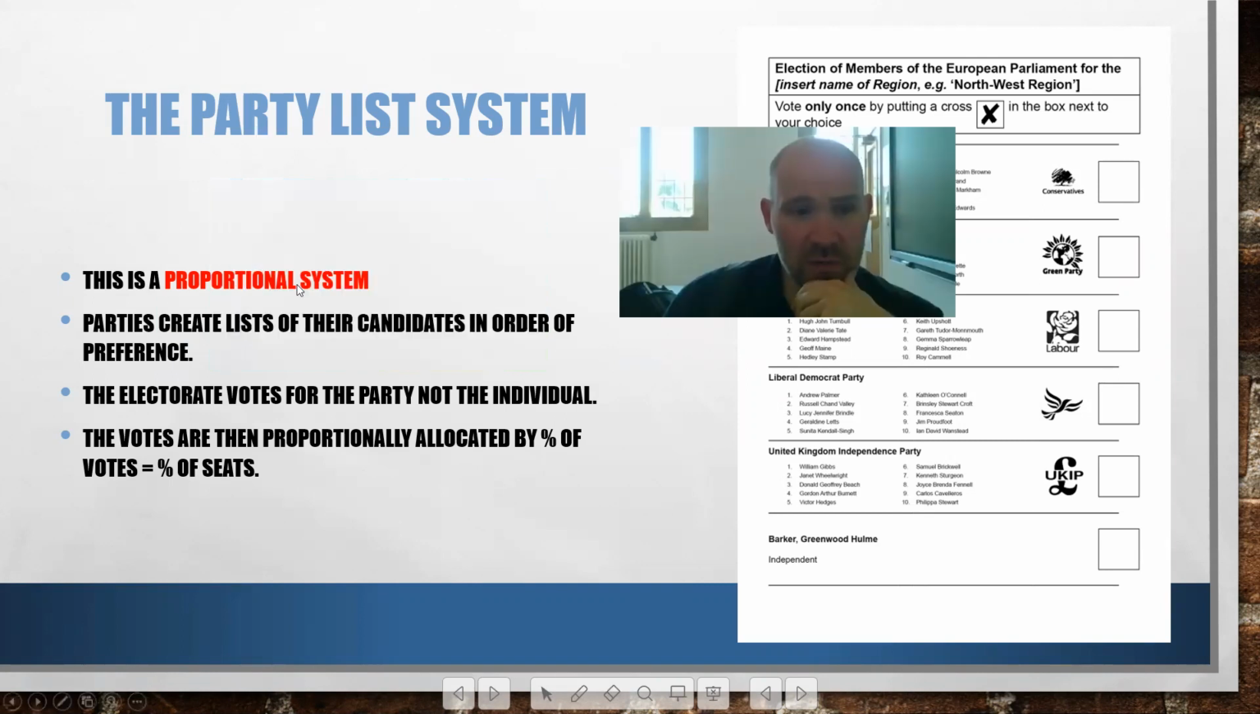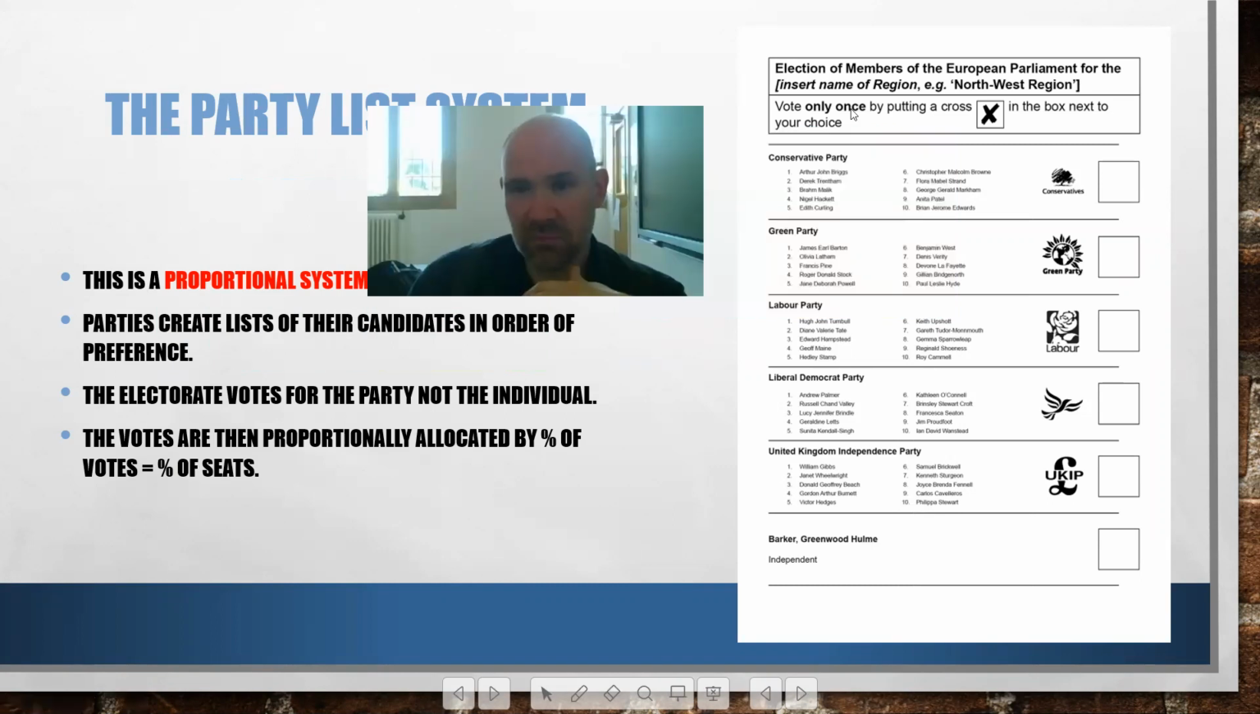And I'll just go through what I've written here on the PowerPoint. This is a proportional system. Parties create lists of their candidates in order of preference. The electorate votes for the party, not for the individual, and the votes are then proportionally allocated with the percentage of votes being the percentage of seats, and then we go down the list. So it's nice and straightforward.